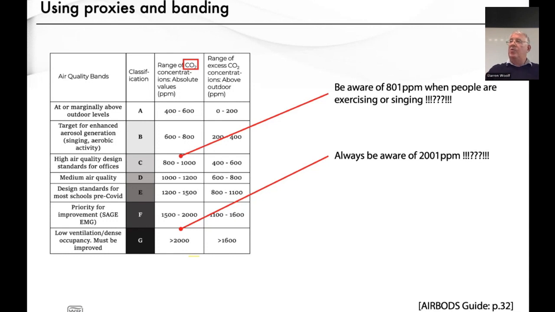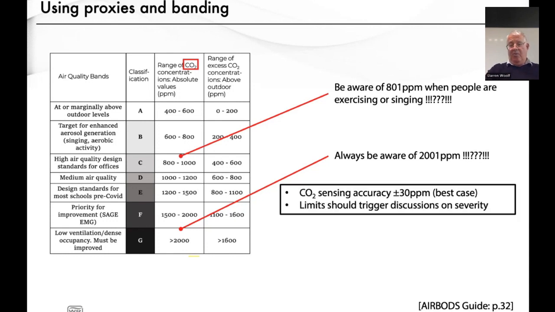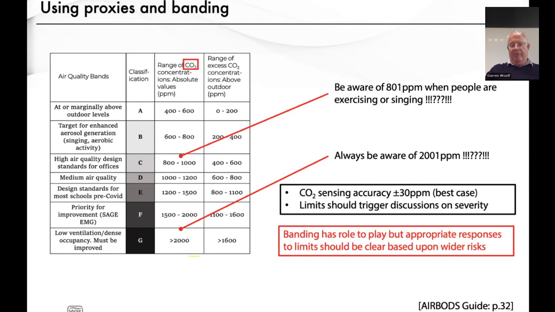Well, the bands don't actually work like that. When we think about CO2 sensing, for example, the best you can ever get is 30 parts per million, just about. That's what we had in Airborne. Quite often it's 50 parts per million or more than that. And these limits should be used to trigger discussions on severity. And then we think about what role the banding has to play, and what the appropriate responses are to those limits. They should be clear, and that should be based on all the wider risks that may be involved.